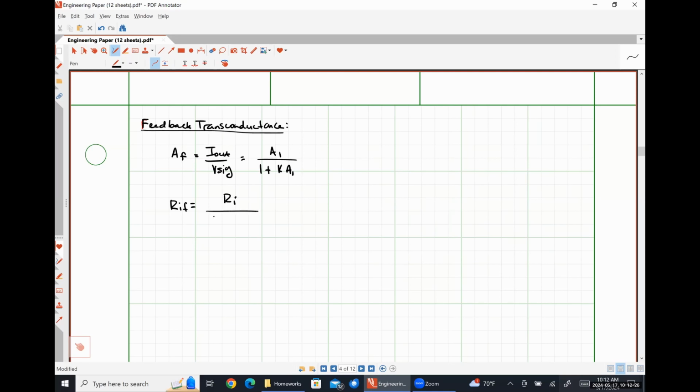Our input resistance with feedback, because things are connected in parallel, is going to look like Ri over 1 plus KA1. And our output resistance with feedback is going to look like R naught or R out over 1 plus KA1. Again, just because we're parallel connected, our feedback network is connected in parallel on both the input side and the output side of things.